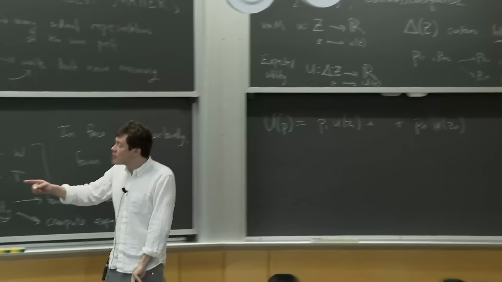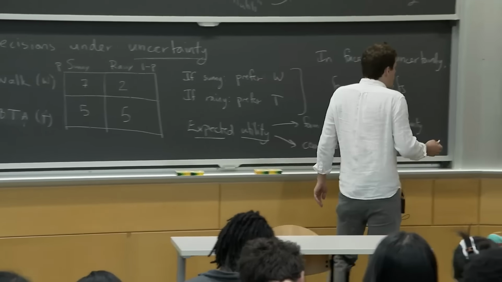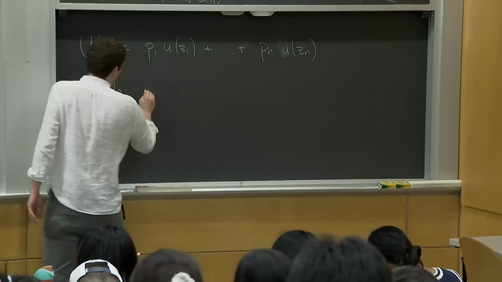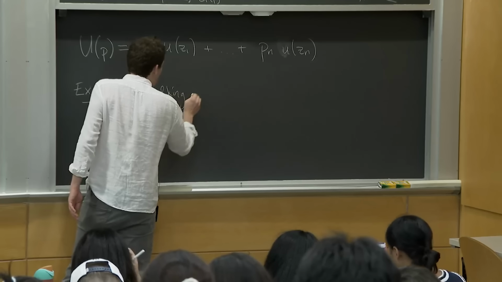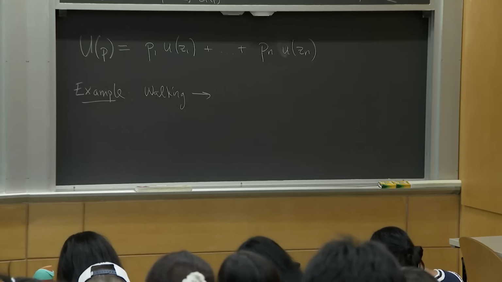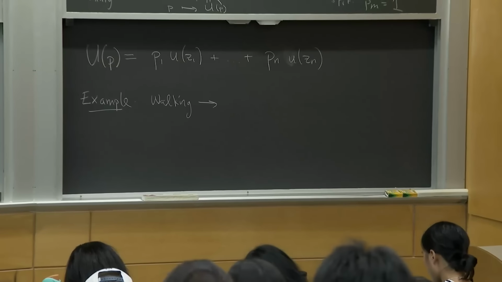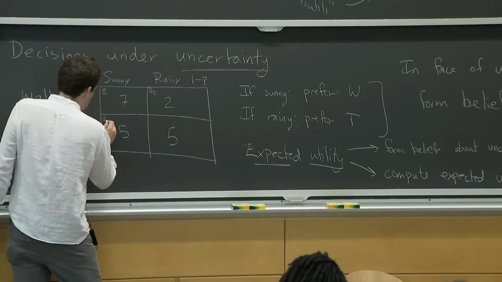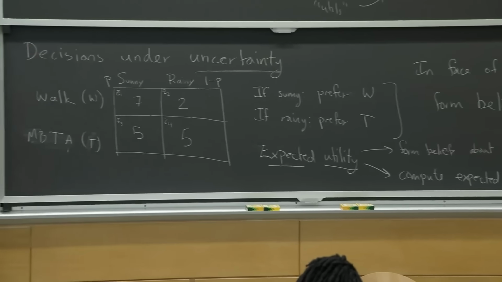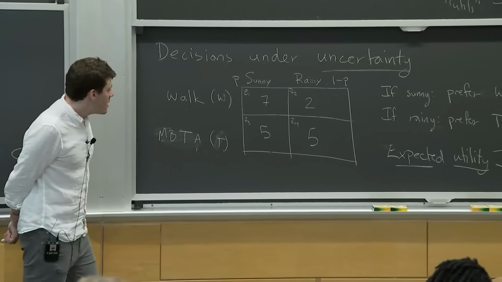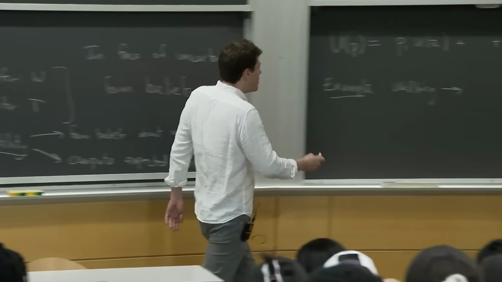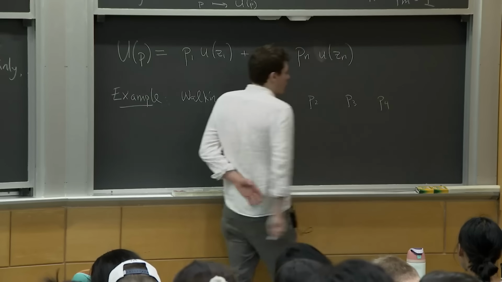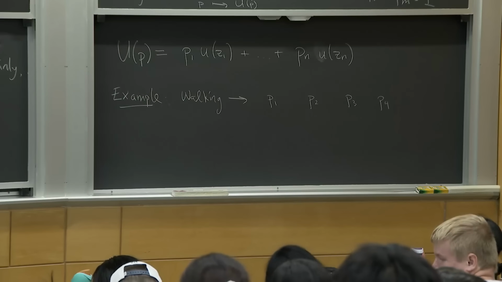So if we wanted to really formally write this in the example over here, walking corresponded to a particular lottery, right? Now, if I really want to write out the example, I need to write out all 4 of these things. So maybe I'll call these Z1, Z2, Z3, Z4. These are the 4 consequences of my actions. Now, what is walking here? We need to specify 4 numbers, right? P1, P2, P3, P4.